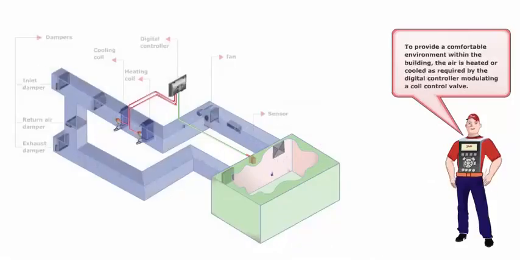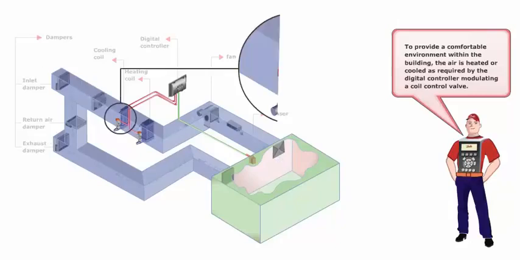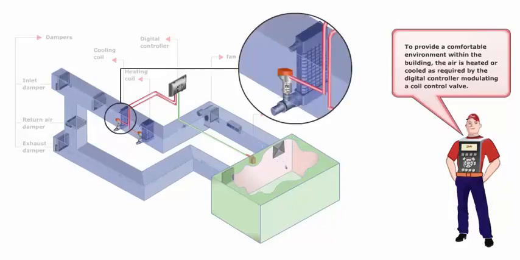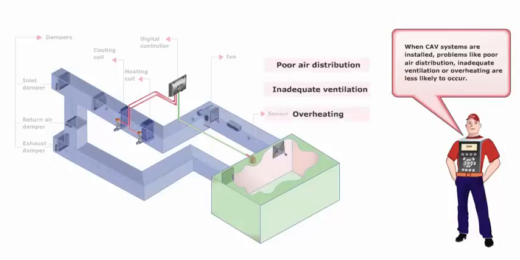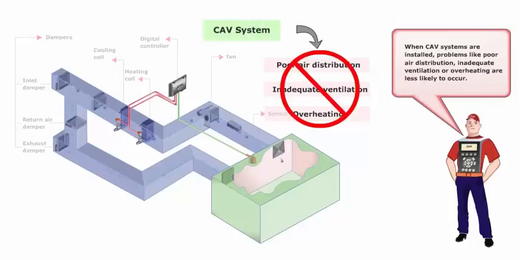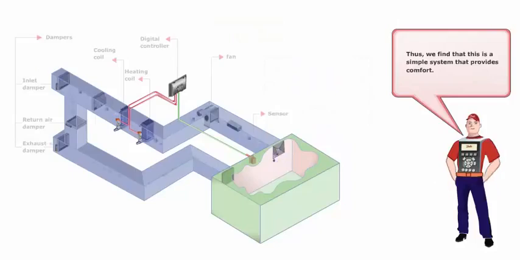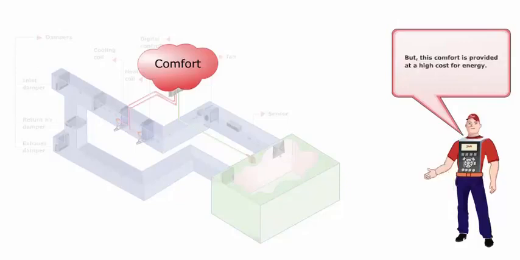To provide a comfortable environment within the building, the air is heated or cooled as required by the digital controller, modulating a coil control valve. When constant air volume systems are installed, problems like poor air distribution, inadequate ventilation, or overheating are less likely to occur. Thus, we find that this is a simple system that provides comfort. But this comfort is provided at a high cost for energy.